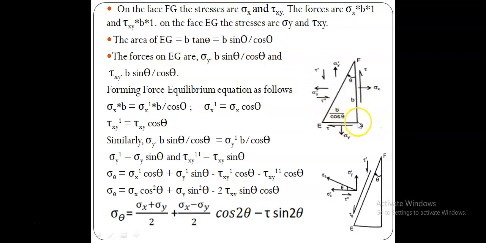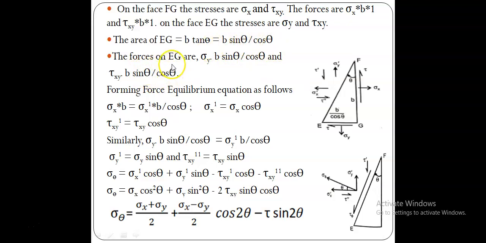We have to find this side length. This side length is B, and what is this other length? As per trigonometry, this angle is theta, this is the opposite and this is the adjacent. So the side EG is nothing but B tan theta, into 1 unit thickness. Therefore the area of EG is B tan theta, or B sin theta by cos theta.